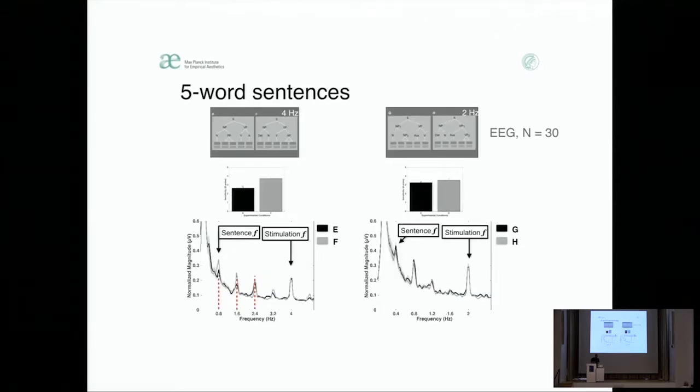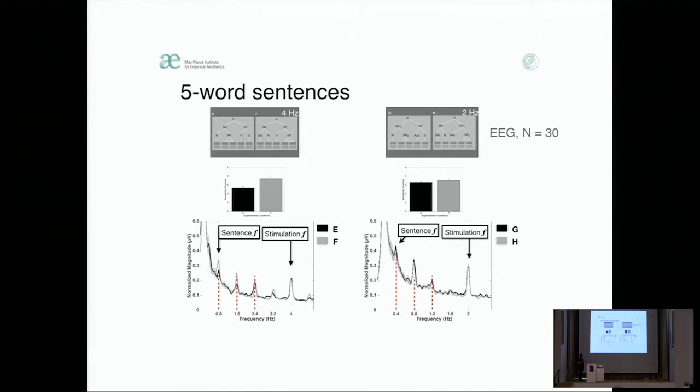They are interesting because here too you have a significant harmonic structure. The stimulation frequency is at 4 hertz and the sentence frequency is at 0.8 hertz. But then crucially the harmonics are at 1.6 and 2.4 and even a little bit at 3.2. And these harmonics cannot come from the stimulation frequency, by definition. So they must be harmonics of the sentence rhythm, the internal sentence rhythm. And the same goes for the disyllabic.